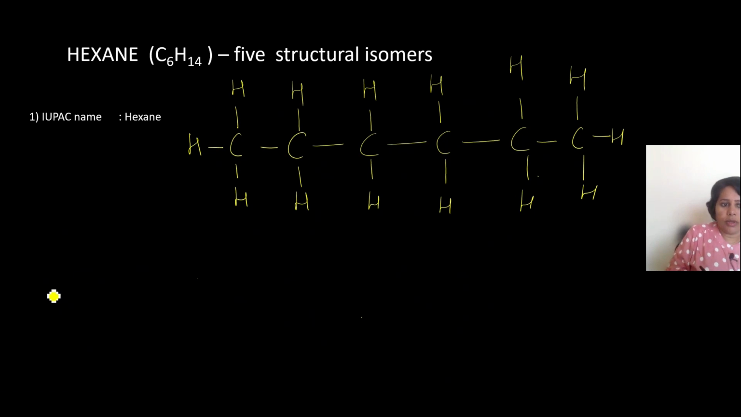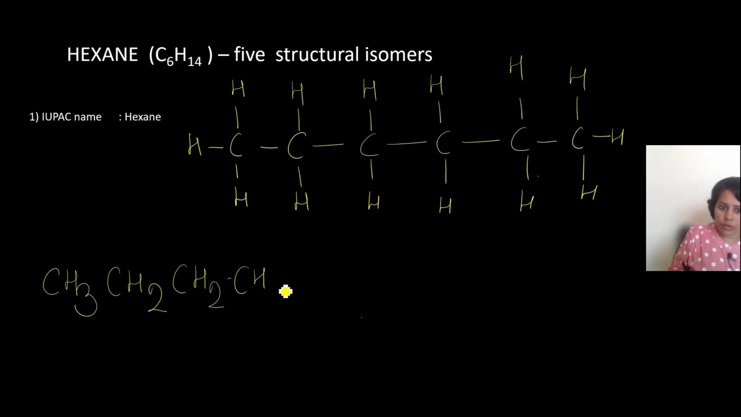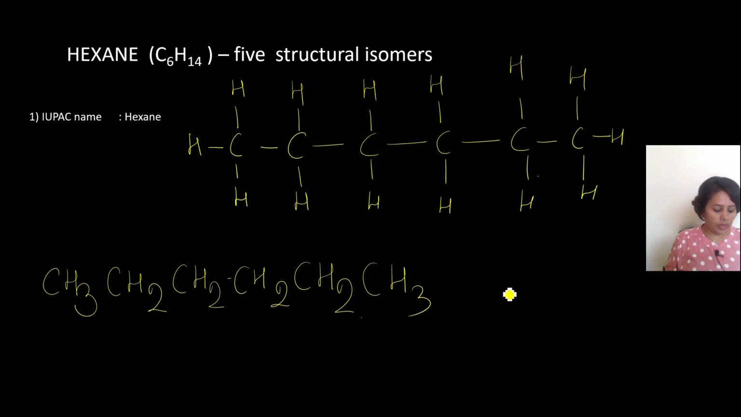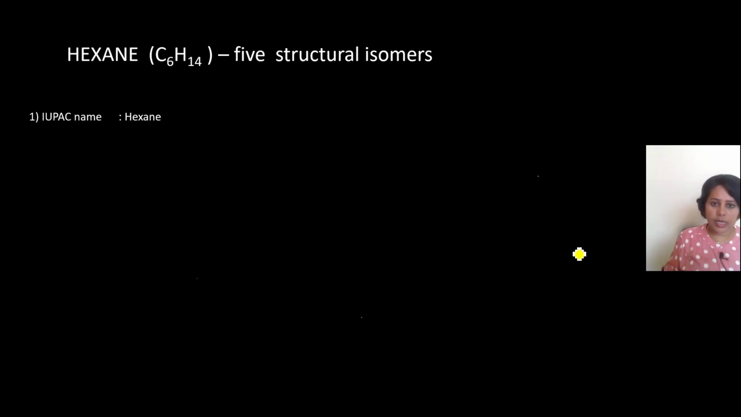The same formula we can write like this: CH3, CH2, CH2, CH2, CH2 and CH3. So 6 carbon and 14 hydrogen. This is one isomer of the hexane. Let's see another isomer of the hexane.